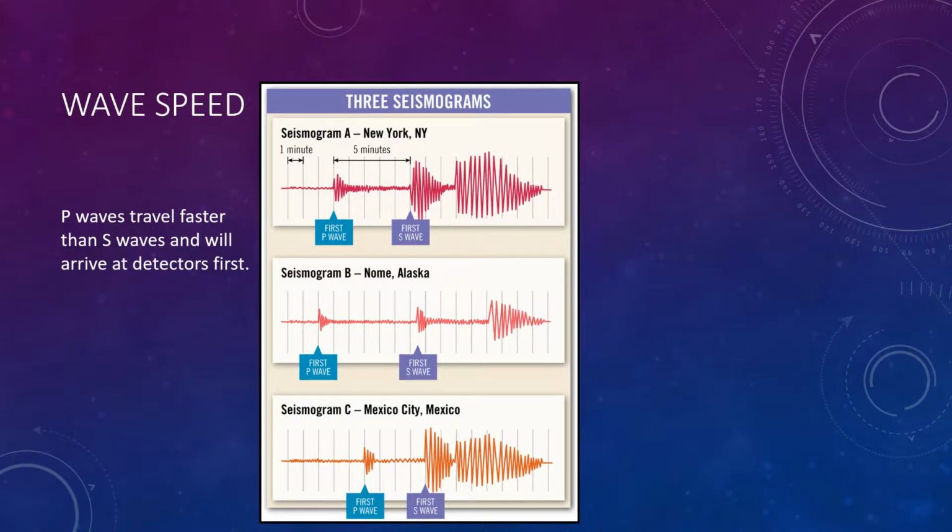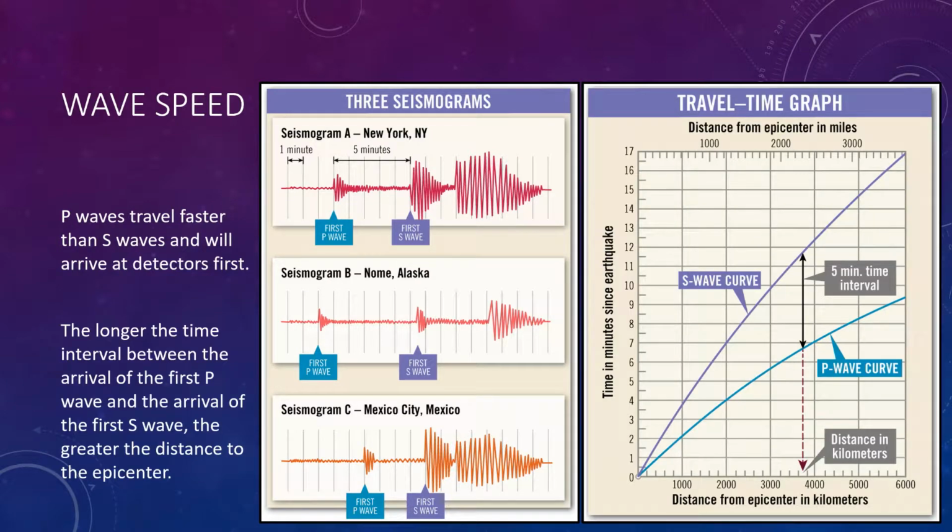This figure here shows three simplified seismograms for a sample earthquake. Based on the P and S wave intervals, we can say again that Nome, Alaska is the furthest away. So this becomes important because we're going to be using a travel time graph. What this shows is each type of wave, P wave and S wave. Note that time is vertical on this graph and distance is horizontal.